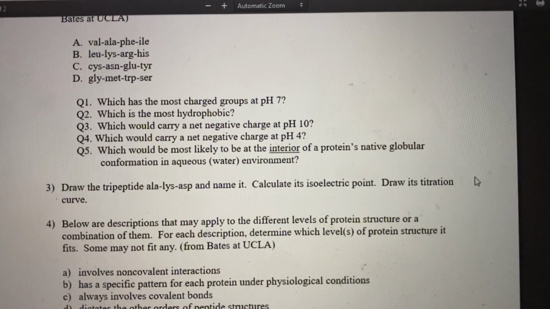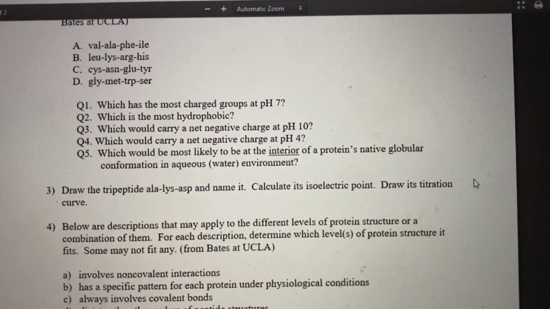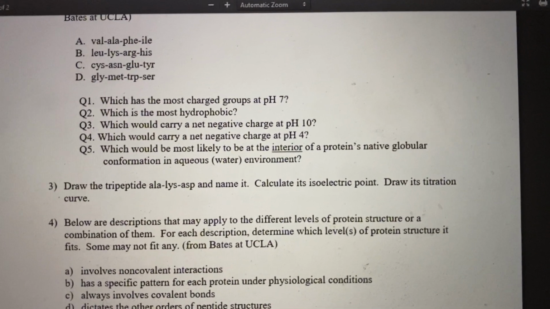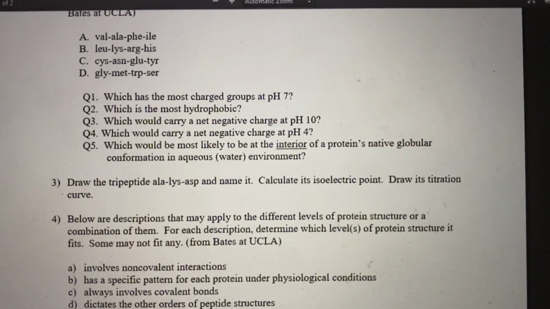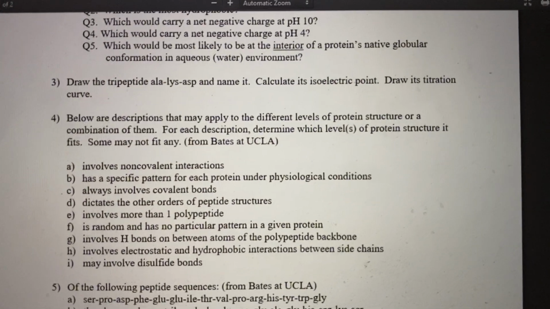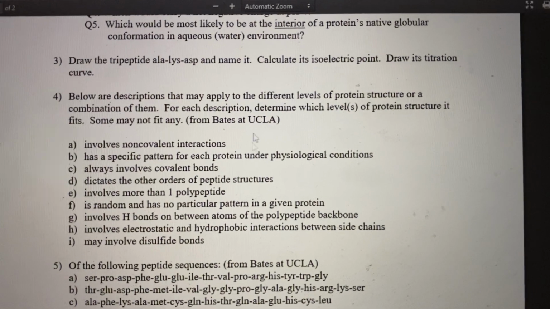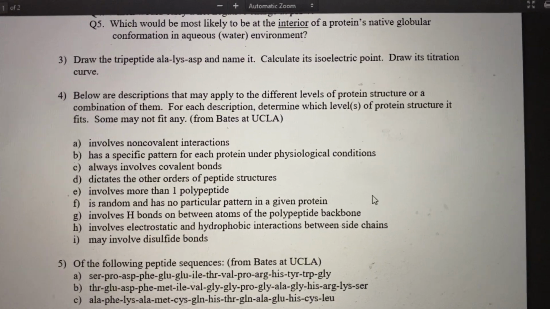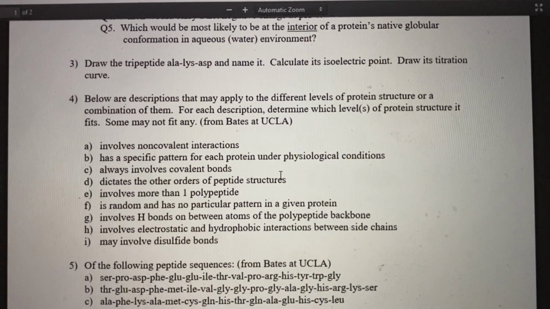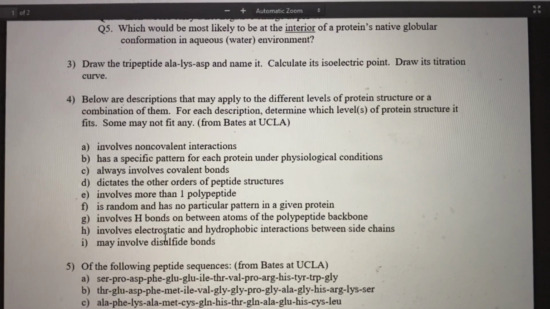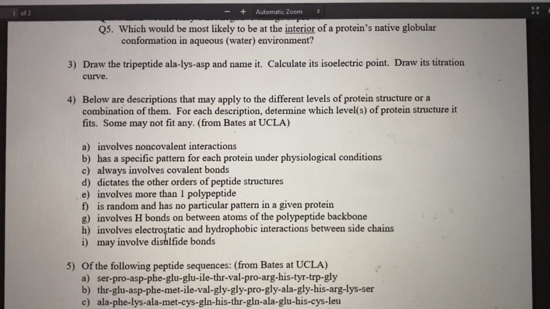If you want to draw the titration curve and have me look at it, you can have me do that. On the exam, you won't be drawing any, you would interpret one. Question 4 is having you do matching between primary, secondary, tertiary, and quaternary. Some of these choices may fit more than one level of structure, and some might not fit any.